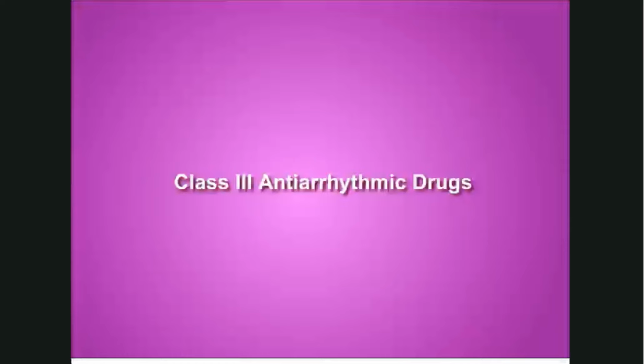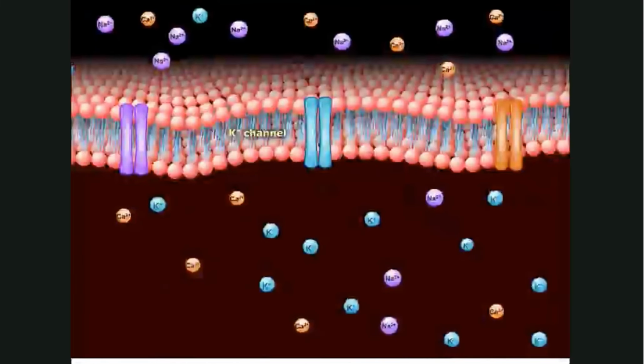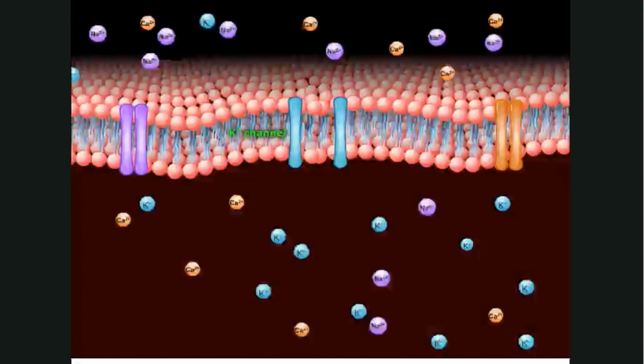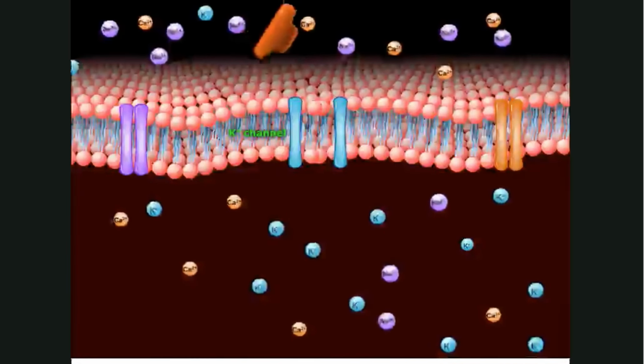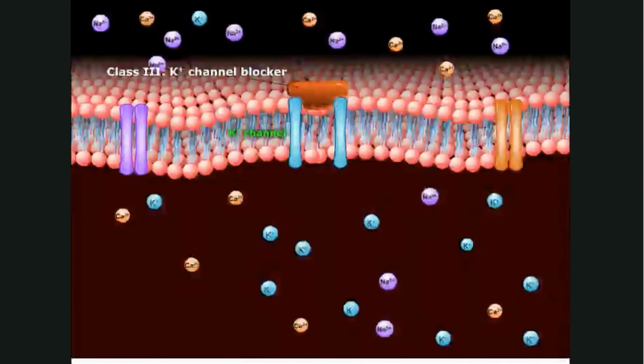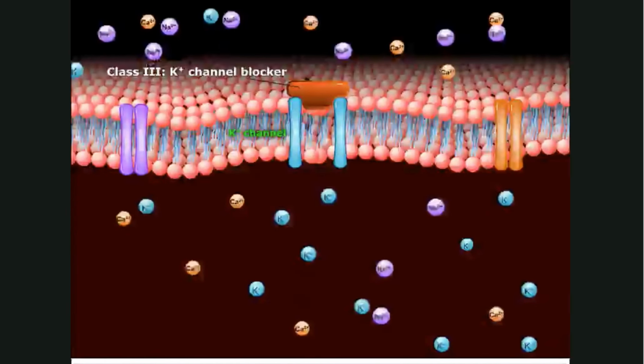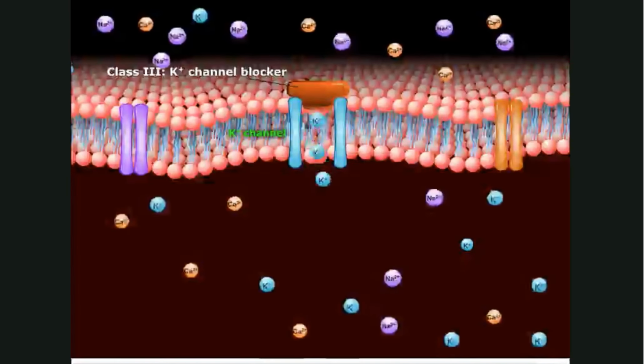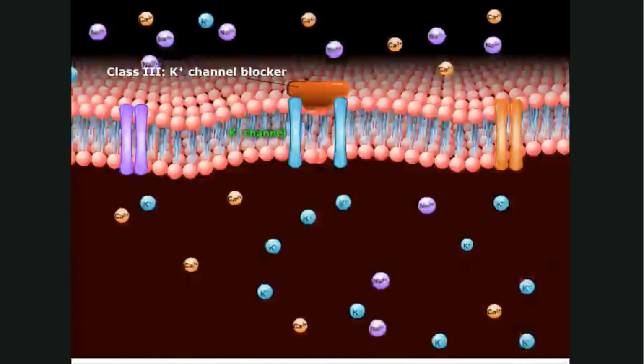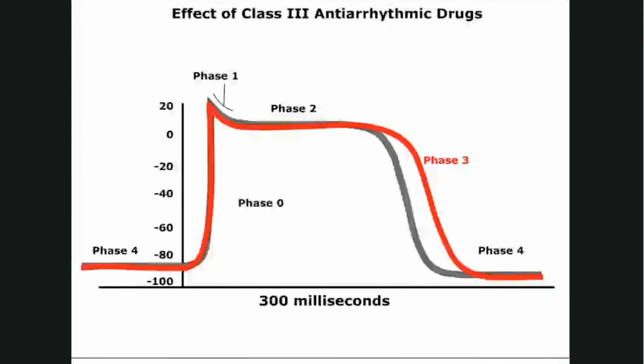Class 3 antiarrhythmic drugs, such as amiodarone, are potassium channel blockers. By blocking these channels, they prevent the efflux of potassium during repolarization. This graph illustrates the effect of Class 3 drugs. Class 3 drugs prolong phase 3 without altering phase 0, thereby prolonging the effective refractory period.